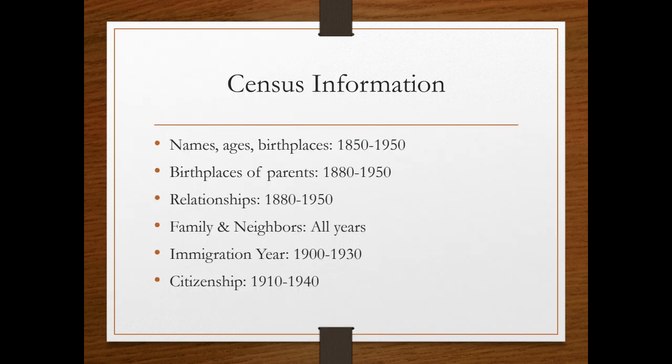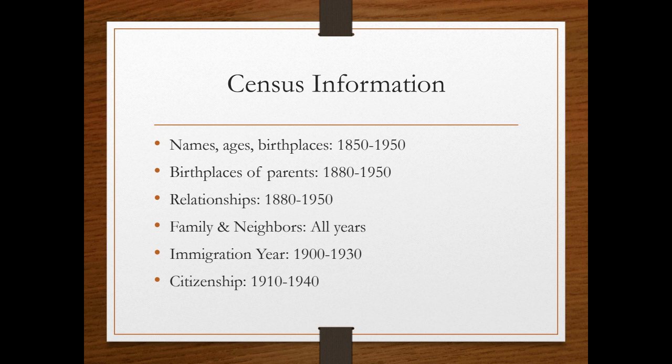Okay, so just in general, here's what you're going to find on the censuses. Names, ages, and birthplaces you're probably going to find on all of them. From 1850 to 1950, you're going to find the names of all of the people in the household. Prior to that, it was just the head of household with the names. From 1880 to 1950, you're going to have the birthplaces of the parents of the person on the census.